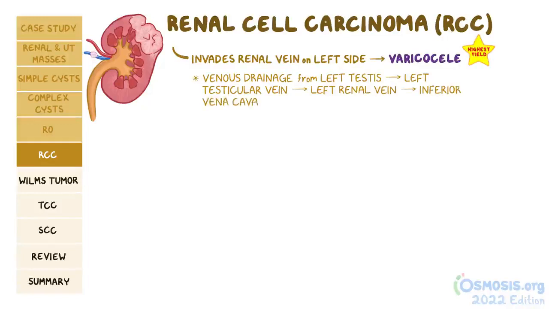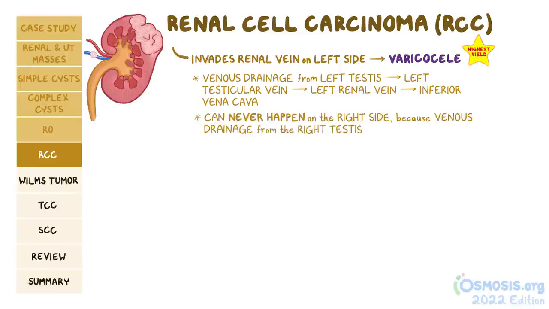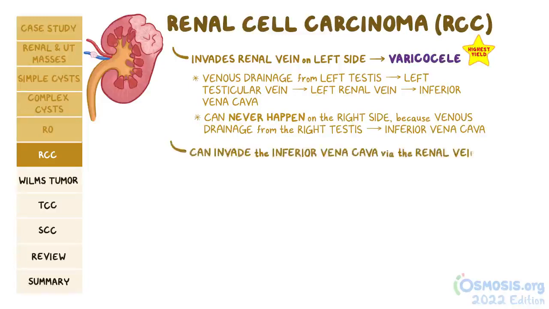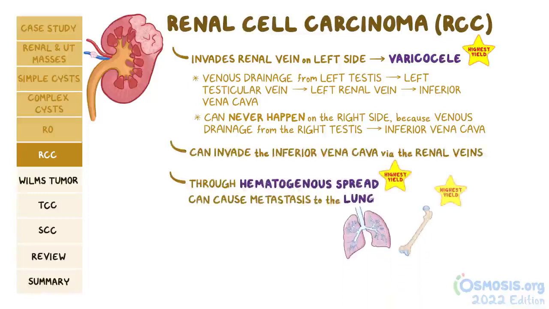So if RCC invades the left renal vein, then the venous drainage of the left testis is blocked, leading to a varicocele. Remember for your exams that this can never happen on the right side because the venous drainage from the right testis goes directly into the inferior vena cava. Now that we've got that covered, RCC can also invade the inferior vena cava via the renal veins, and through hematogenous spread, it can cause metastasis to the lungs and bones.